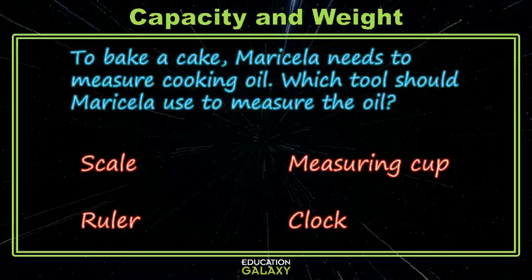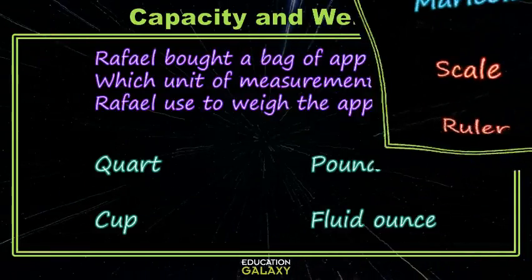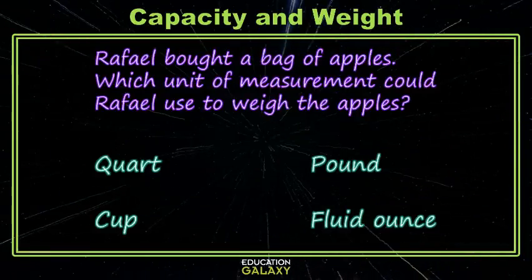And what type of tool should Maricela use to measure it? Well, a scale is for weight, a ruler is for length, and a clock is for time. So of these choices, the measuring cup is best for Maricela to measure the oil. What about Rafael trying to weigh a bag of apples? Well, the only item here that is for weight is the pound. So that's the best choice for Rafael in weighing those apples.